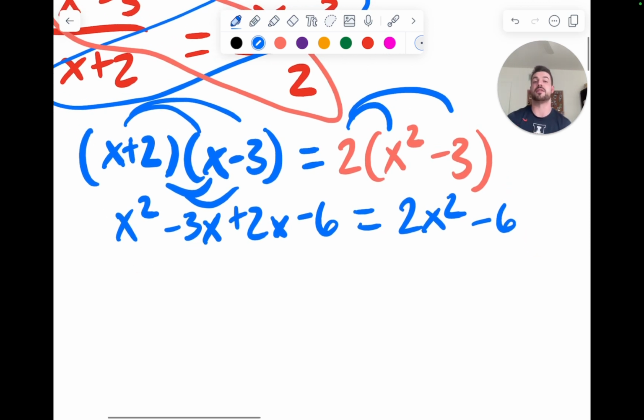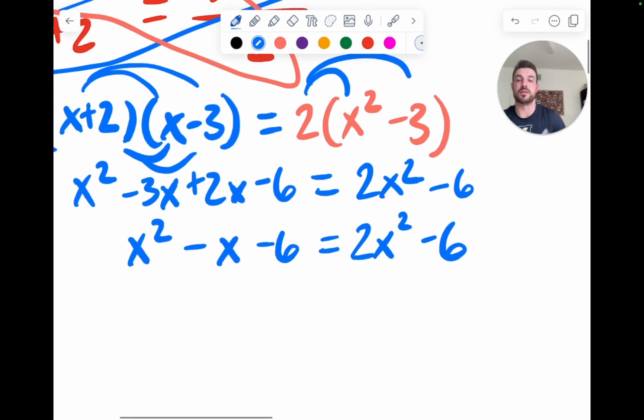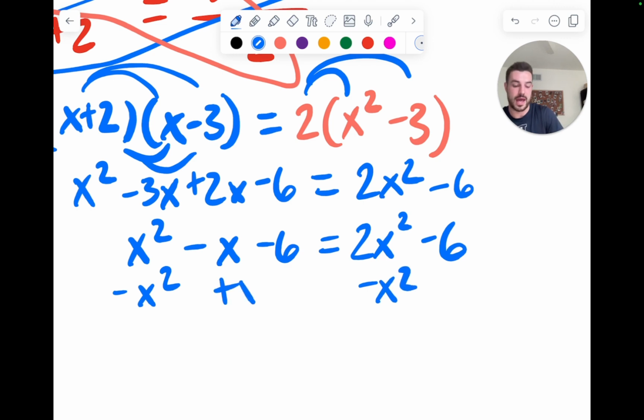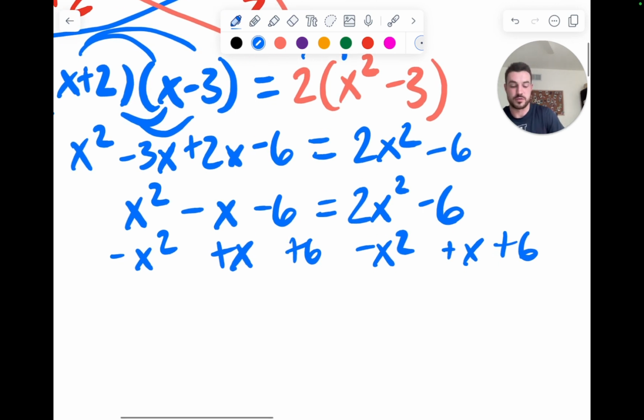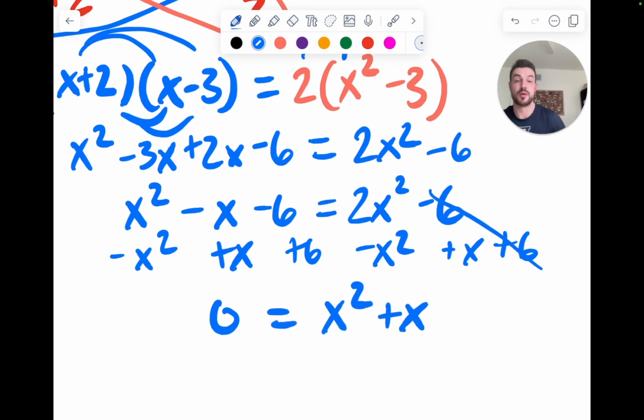As you can see, I'm going to have a quadratic when I end up solving. So what I want to do is get all values on the same side. So I'm going to simplify my left side. And now I'm moving everything to the same side. So I'm going to subtract my x squared over, I'm going to add x over, and I'm going to add 6 over. This will leave me with 0 on my left side, and then x squared plus x plus 0 actually on my right, excuse me. So I have 0 equals x squared plus x.